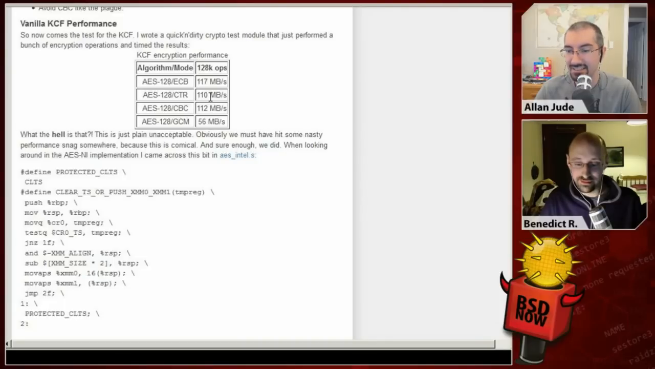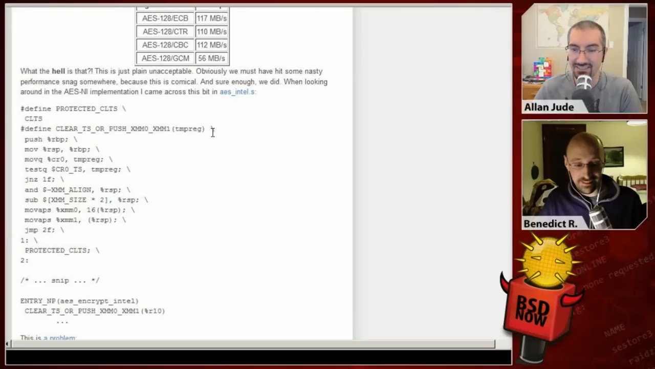All of AES CTR and AES CBC were both only doing about 110 megabytes a second, versus CTR doing over 3 gigs a second in OpenSSL, and CBC doing 500. So that's quite a difference, between 5 times and 30 times slower. And AES GCM was only doing 56 megabytes per second, and it should have been faster than GCM. Or sorry, CBC. So what the hell is that?